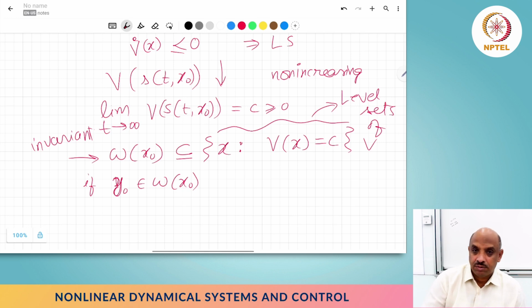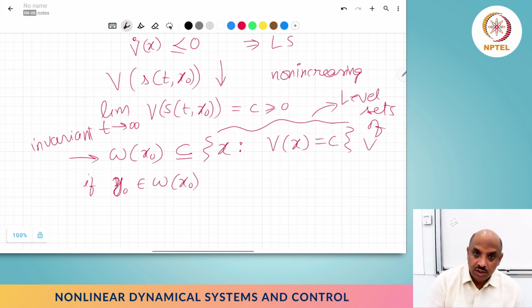Now I'm going to start off an imaginary exercise where I'm going to pick one of the points. We know that it's going to be non-empty because this entire thing is bounded. How do I know this is bounded? V of 0 is some number, and then V is always decreasing, so V is a positive function. So essentially this entire trajectory is going to be bounded. So this omega x0 is non-empty, compact, invariant, and connected. We know that from our theorem.